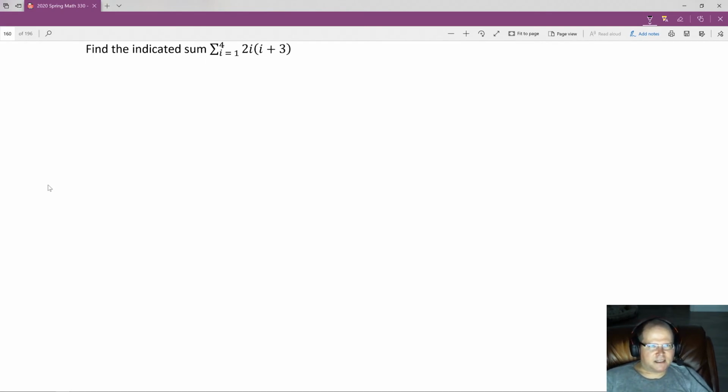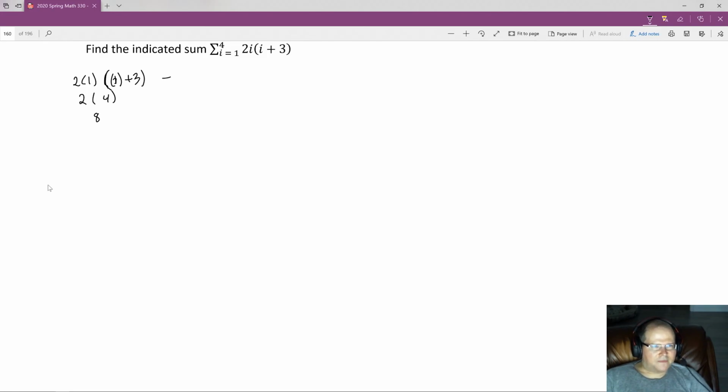Next, we want to find the indicated sum from 1 to 4 for 2i multiplied by i plus 3. So first we need to find those different i's, right? So for when i is 1, it's 2 times 1 times 1 plus 3 within the parentheses. 2 times 1 is 2, and 1 plus 3 is 4. 2 times 4 is 8. So when i is 1, this is what you get.